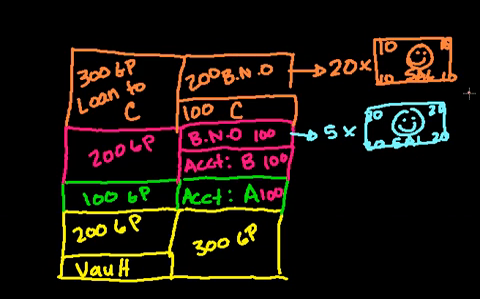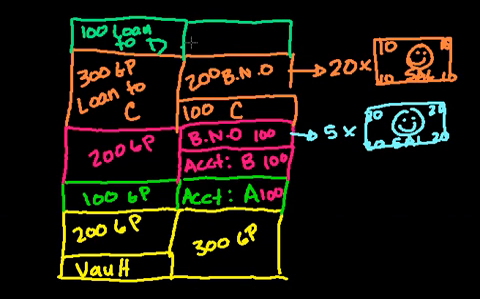And then let's say another entrepreneur comes and he wants to build a factory. He needs 100 gold pieces. So I'll have a 100 loan, that's my asset, loan to entrepreneur D, and then I can create a checking account for him. So this is the account for D. And I know what you're thinking.